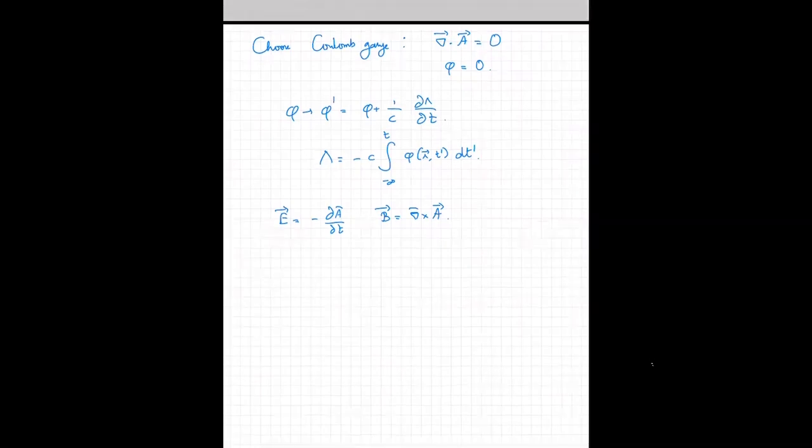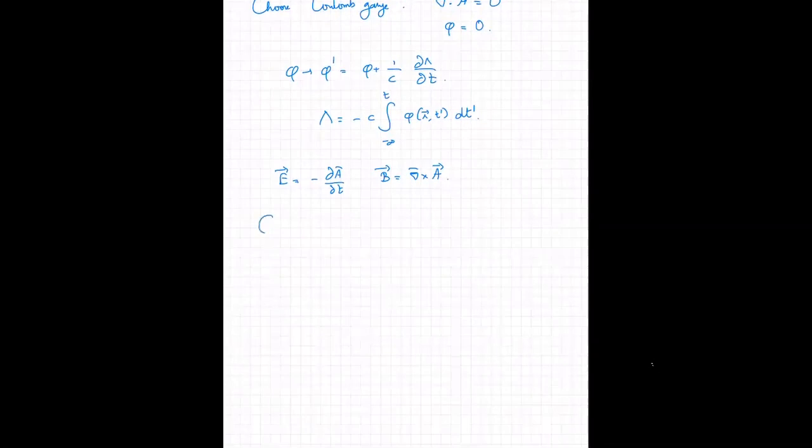And in this case, I'm going to choose my magnetic vector potential to be a monochromatic plane wave. So I will choose A to be A0 times cosine of k dot r minus omega t. Okay. So I remind you that k is the wave vector, which is inversely related to the wavelength of the wave, and omega is of course the angular frequency.